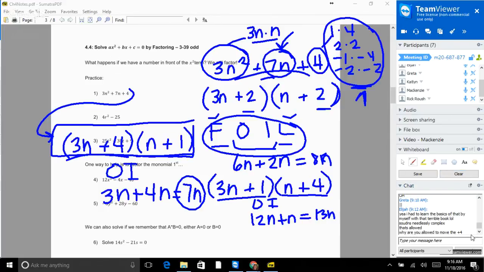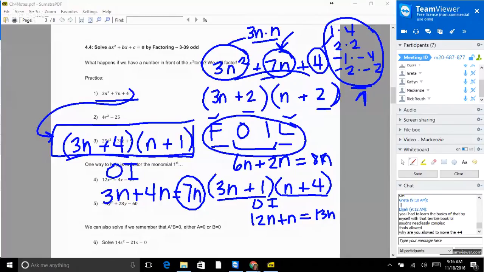Why are you allowed to move the plus 4? That's a great question, Elijah. Because what we're actually trying to do, it's kind of like a puzzle, right? We're trying to figure out what combinations of numbers that we want that combine when they're multiplied together, give us the original quadratic equation.